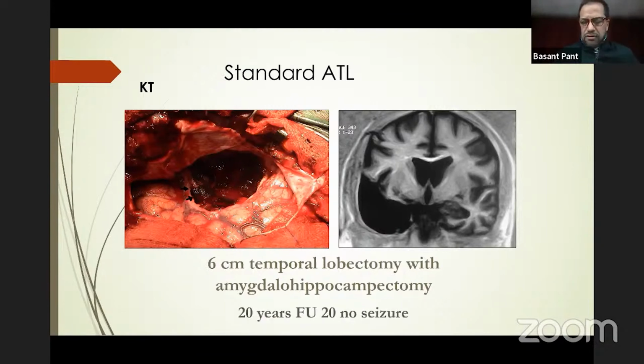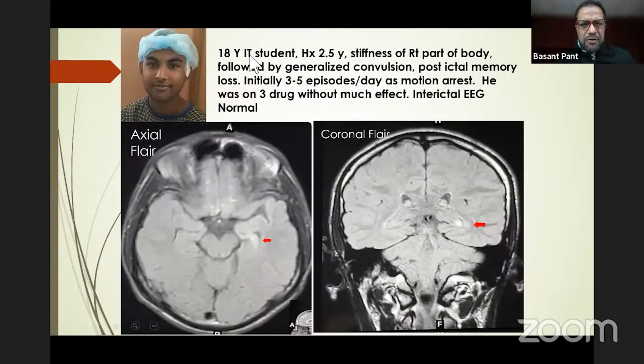So 20 years, no seizure. So there are many cases like this. Now, this gentleman, this boy, 18 years, IT student, 2.5 years of right-sided focal seizure, and also some ictal vocalization and automatism, and also had generalization.